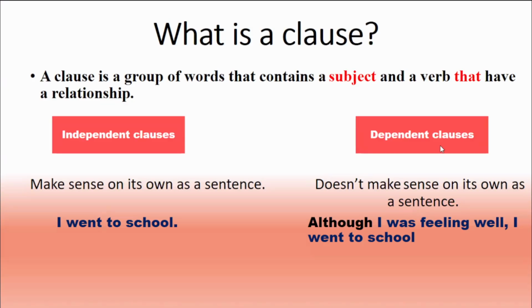අපි බලමු මේක. Dependent clause. Dependent clause කියන්නේ මොකද්ද? Doesn't make sense on its own as a sentence. Although I was feeling well, I went to school. Right? So you can see මෙතන ඔයගොල්ලන්ට පුළුවන්ද independent clause එක identify කරන්න. මේකේ clauses දෙකක්ම තියෙනවා, dependent එකයි independent එකයි. So you can see that I went to school is the independent clause.